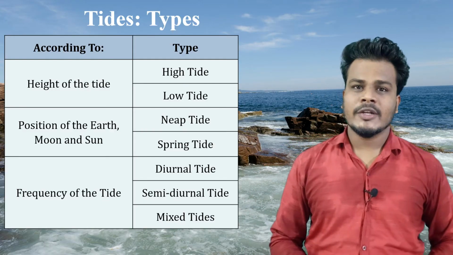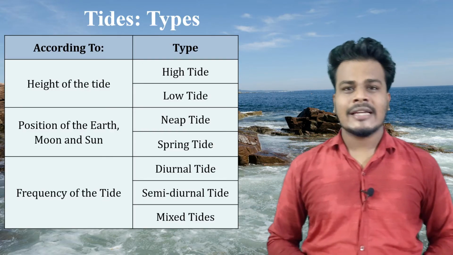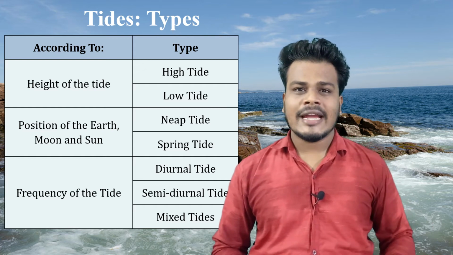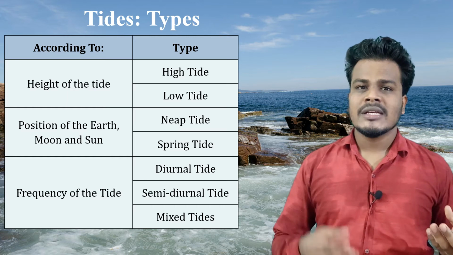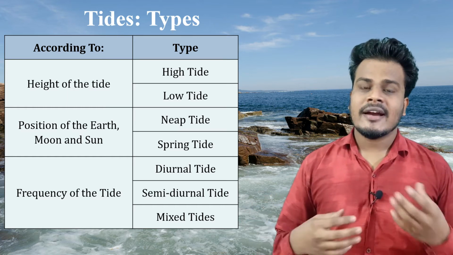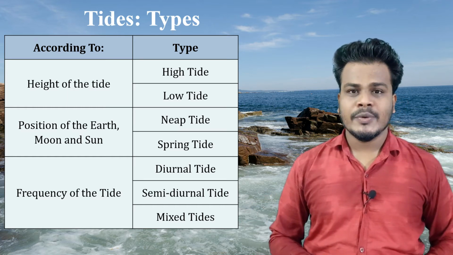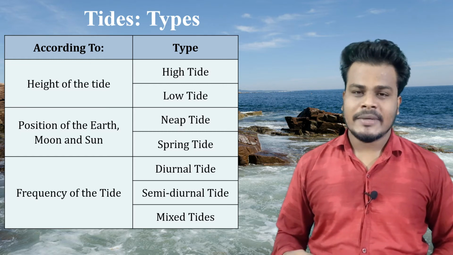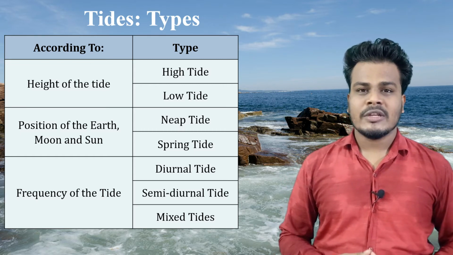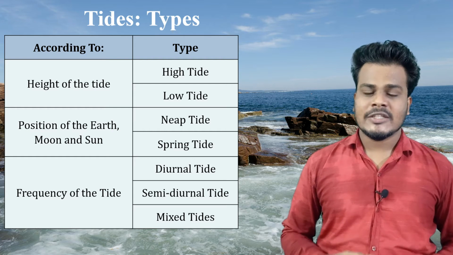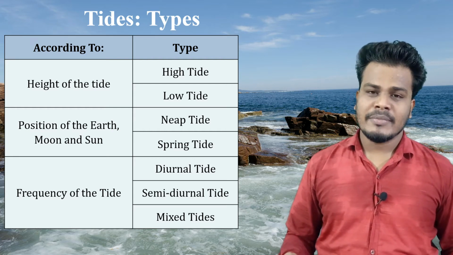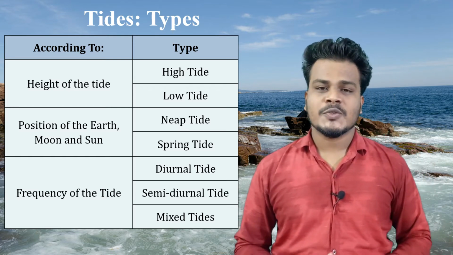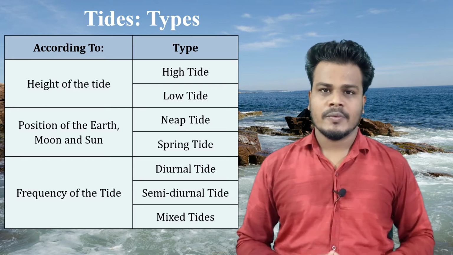Tides are classified into different types. Based on heights, they are classified into high tides and low tides. Based on the position of the moon, sun and the earth, they are further subclassified into spring tide and neap tide. Again, based on the frequency of tides, they are classified into diurnal tides, semi-diurnal tides and mixed tides. We will discuss these one by one in detail now.